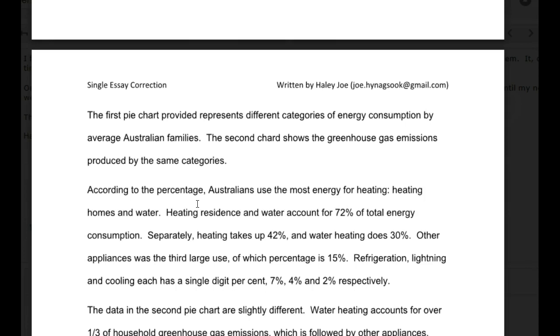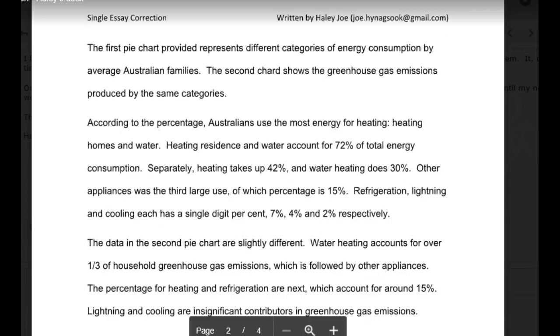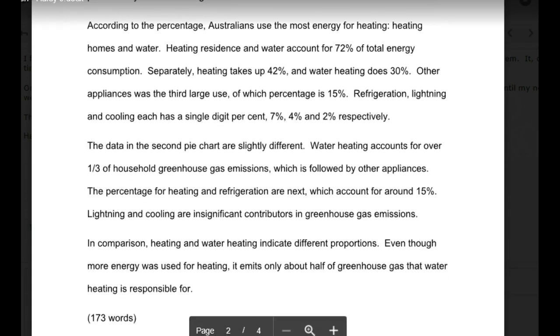Okay? Heating residences and water account for 72% of total energy consumption. Separately, heating takes up 42% and water heating does 30%. All right, it's a little too analytical. Careful about so many details. You would have just been fine with the previous sentence alone.